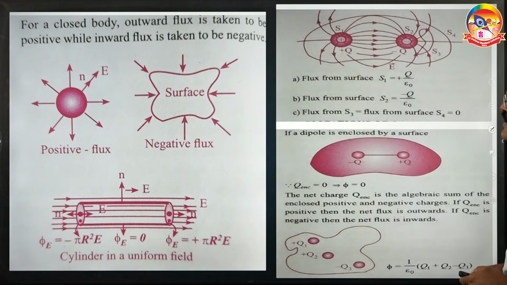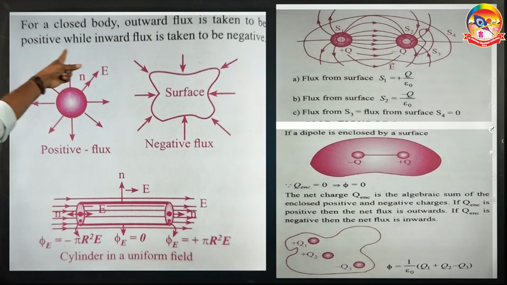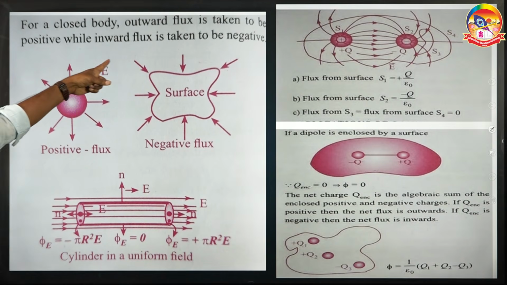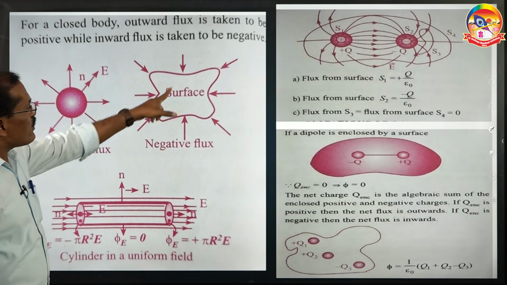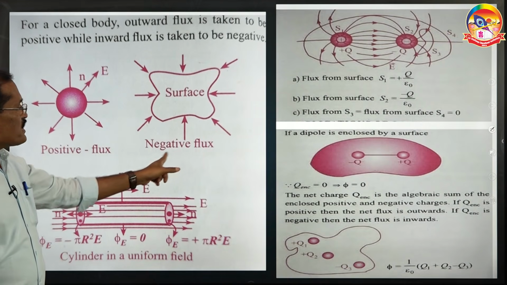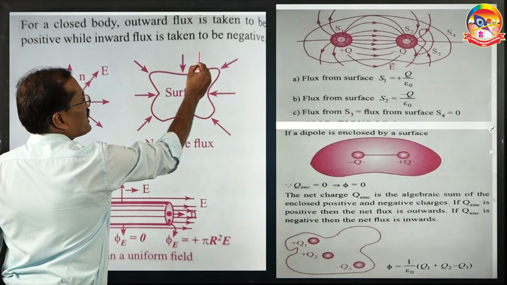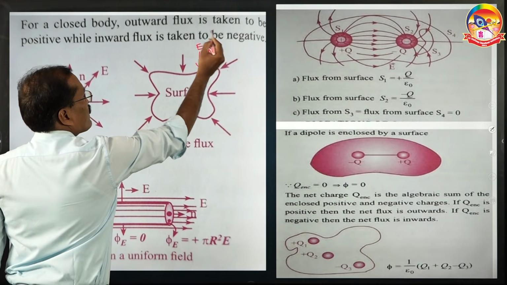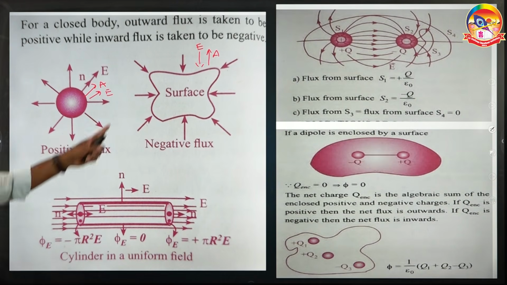Now, we have one or two examples you can see. For a closed body, outward flux is to be taken as positive, while inward is to be taken as negative. See here, if the charge is here, the lines of force are leaving only, so the net flux will be positive. In this case, lines of force enter the Gaussian surface and the net flux is to be taken as negative, because the area vector and E vector will be opposite. Here, intensity and area are both in the same direction. Therefore, it is positive here and negative here.